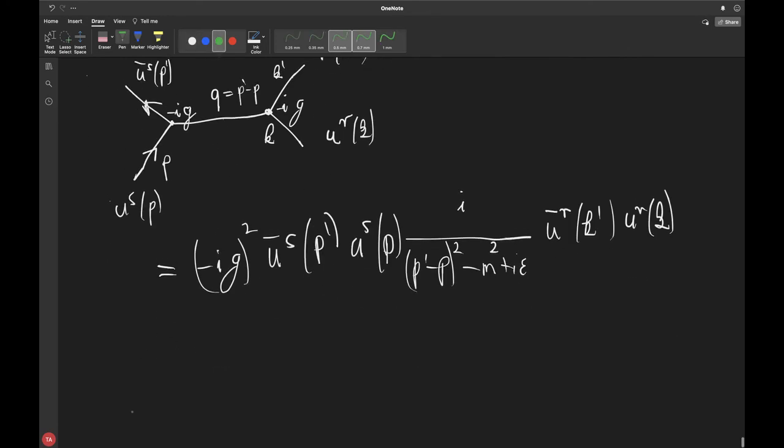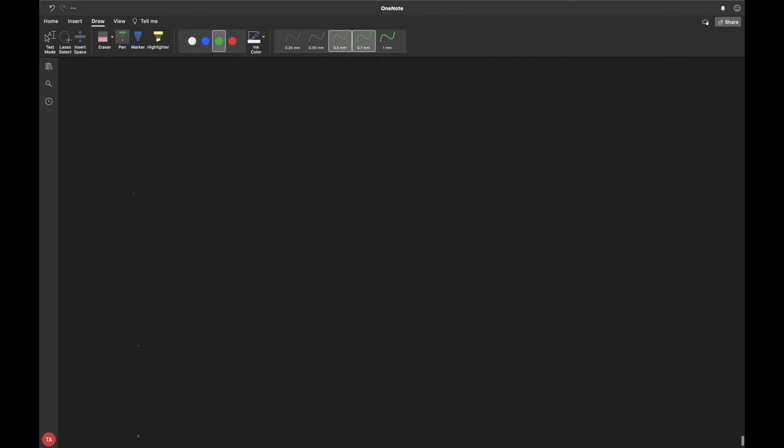Let's now actually include the photon as well. So in this example for QED, we should have photons. So the rules for the photon.